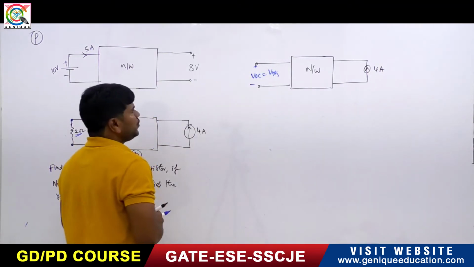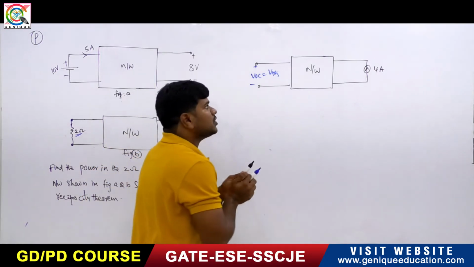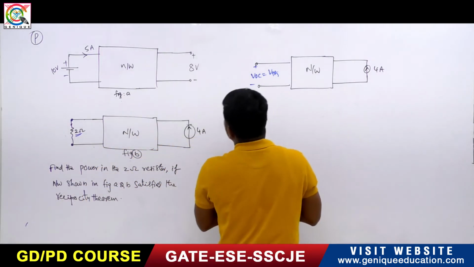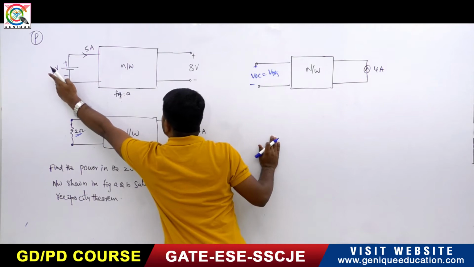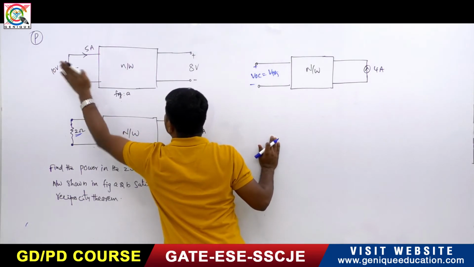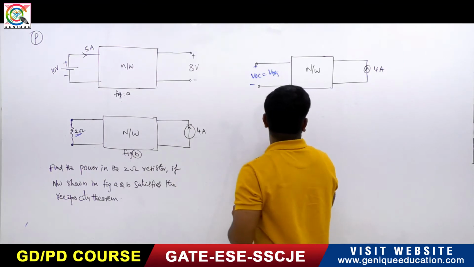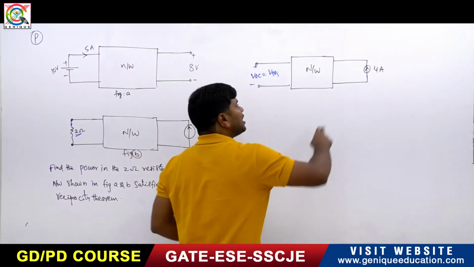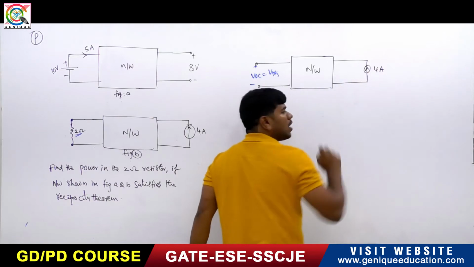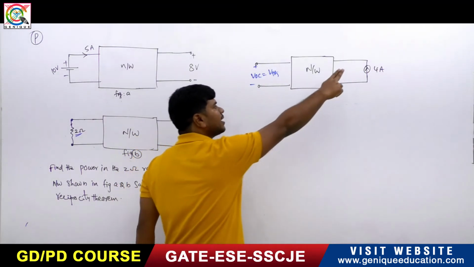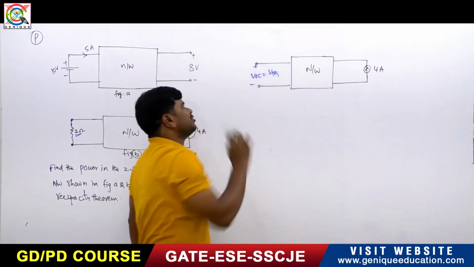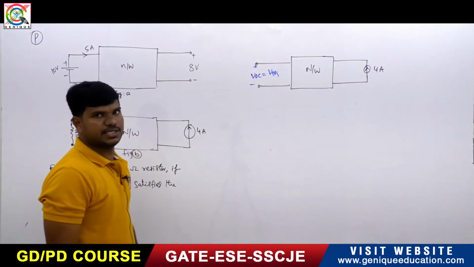Now if you use the reciprocity theorem, you always have to identify what the excitation is. Here the excitation is 10 volts, and the response is 8 volts. But what is the excitation here? Here the 4 ampere current is there, and the response is VOC or VTH.